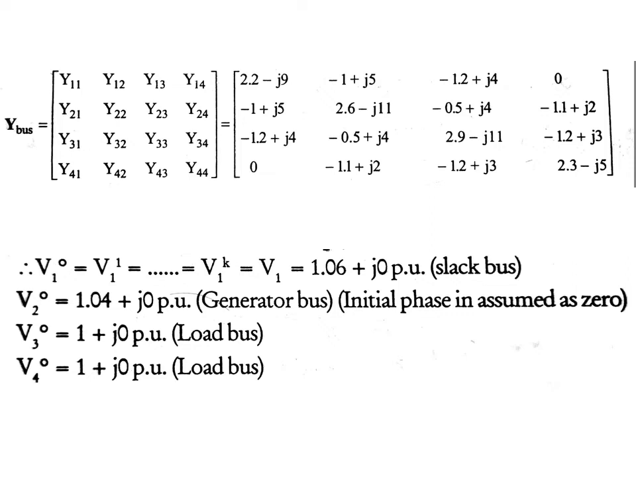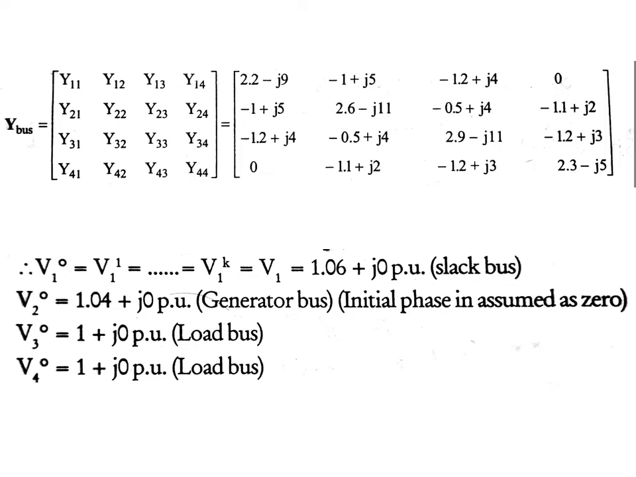In the case of the load buses, that is the third and fourth bus, we assume a flat start because we don't know the voltages at those buses. So we assume 1 angle 0 or 1 plus j0 per unit. Also, for the generator bus, the specified powers are considered as positive powers, but for the load bus, the specified powers are considered as negative powers. For the first iteration, put k equal to 0. In each iteration, the slack bus voltage need not be recalculated.